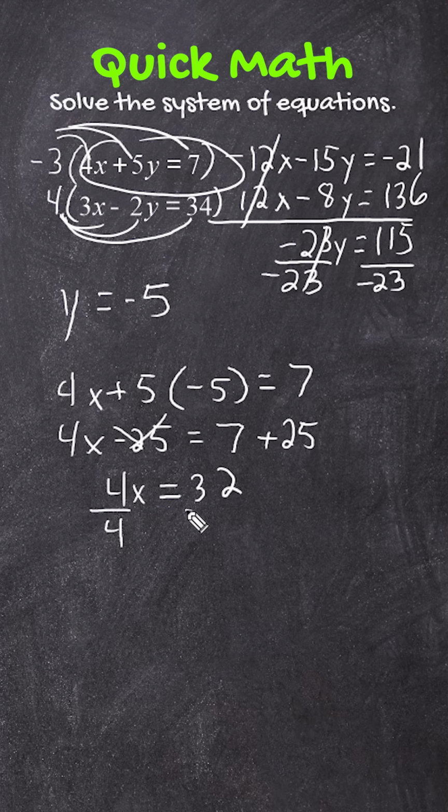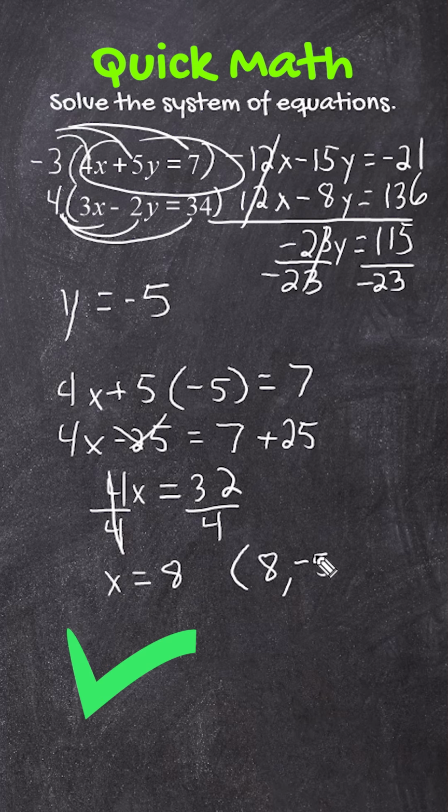Divide both sides by 4. That ends up giving us an x value of 8. So the solution to this system is x = 8 and y = -5.